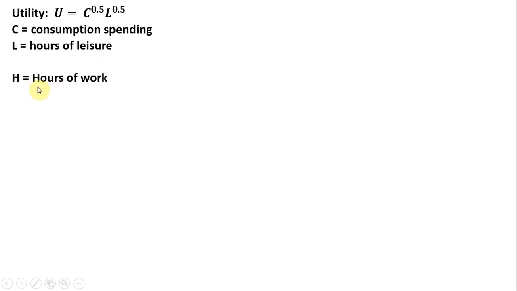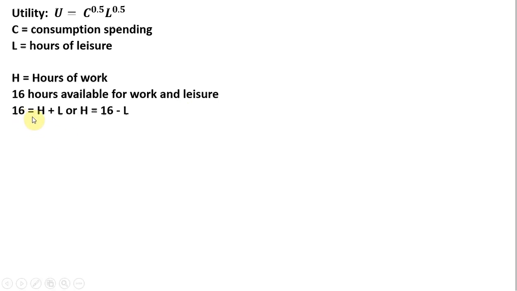In this video, we're going to use the Lagrangian technique to analyze the labor-leisure choice model. A person's utility function is given by the following. C is consumption spending. L represents hours of leisure. H is going to represent hours of work. And we're going to assume this person has 16 hours a day available for work and leisure. 8 hours is going to be reserved for sleeping.